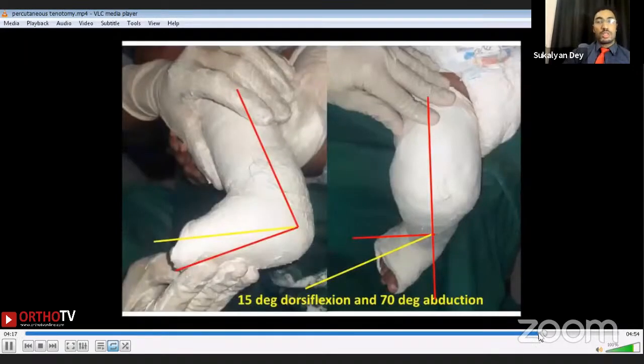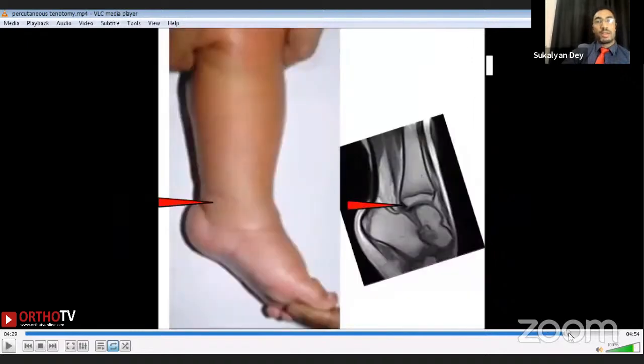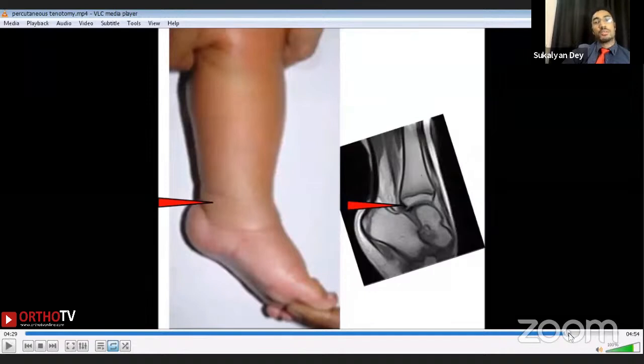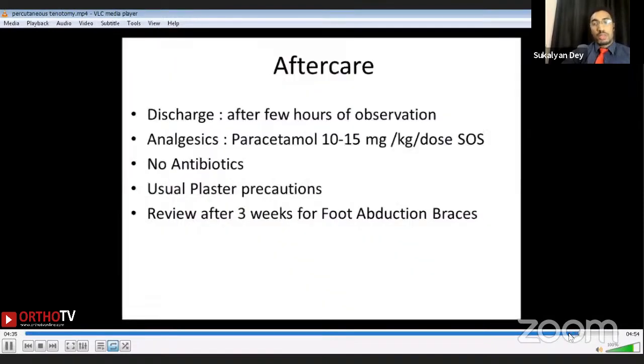The risks of the procedure, though minimal, should be kept in mind. If we venture too anteriorly and laterally, there is a risk of damaging the sural nerve. And if we do the tenotomy very close to the heel crease, then there is a chance of iatrogenically injuring the calcaneal apophysis, because the calcaneum is high riding secondary to the equinus deformity. So it should be at least 1 to 1.5 centimeters proximal to the incision.